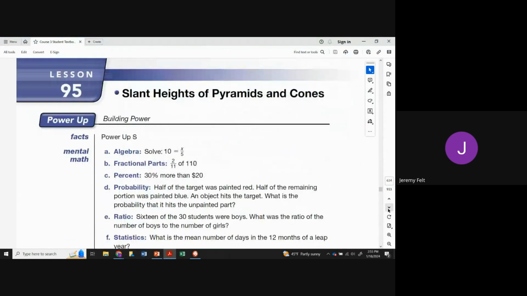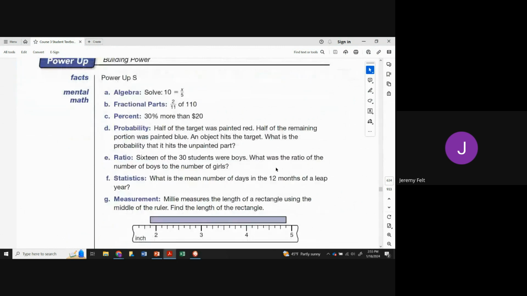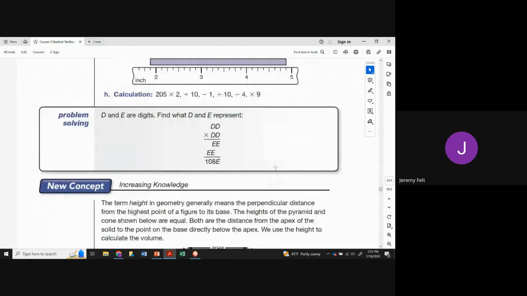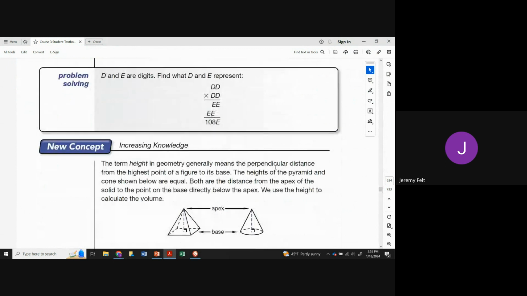And in the next two lessons we're going to be looking at slant height of pyramids and cones. So we know pyramids and cones, unlike prisms, such as triangular prisms, cylinders, and rectangular prisms, which have the same shape top and bottom, come to a point. So the base at the bottom and the point at the top are obviously different. They're not congruent shapes. It comes to a point.